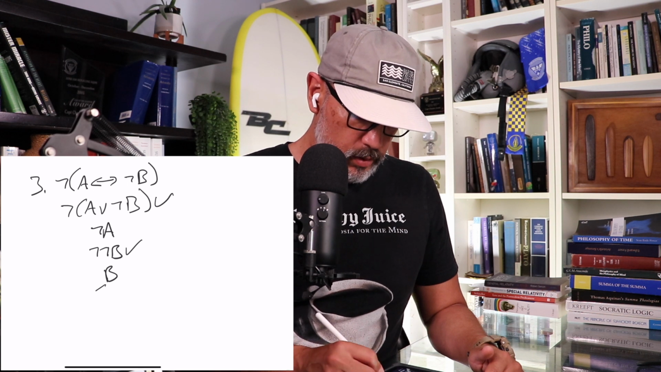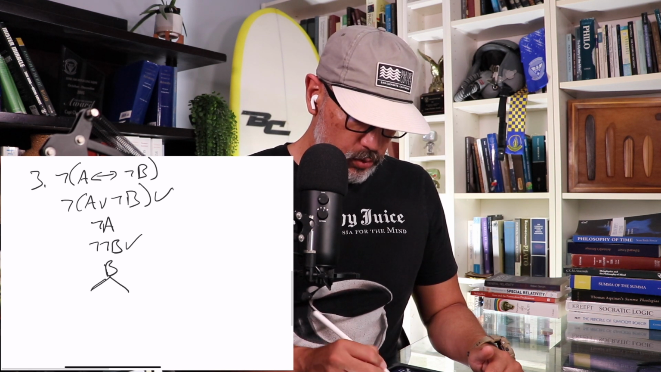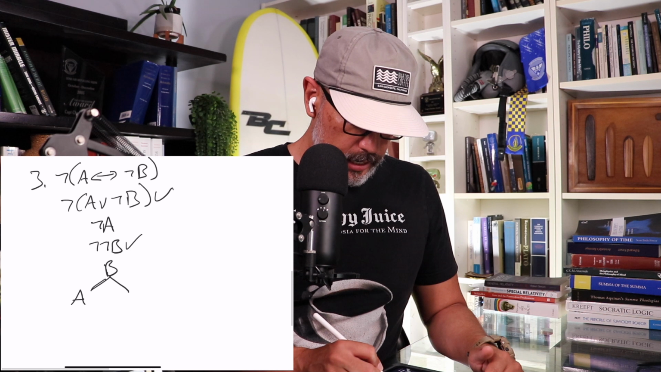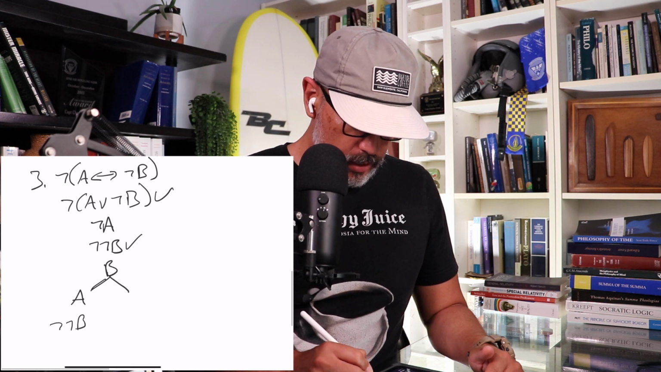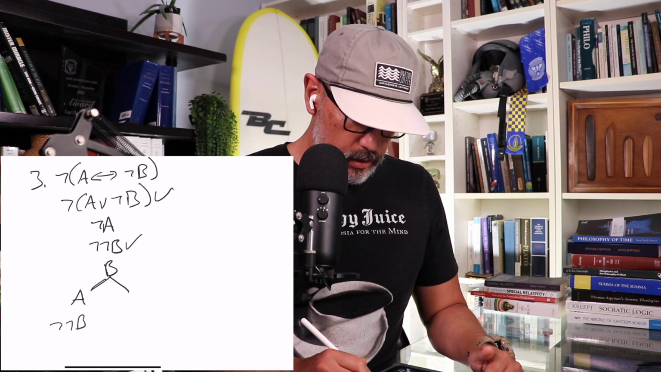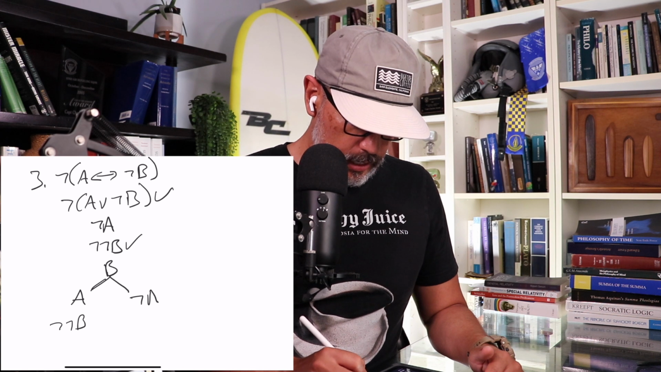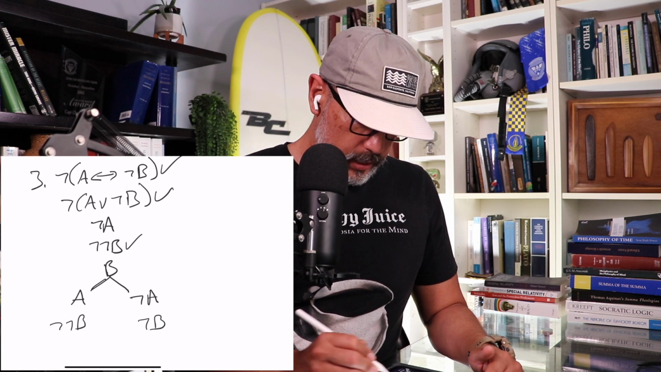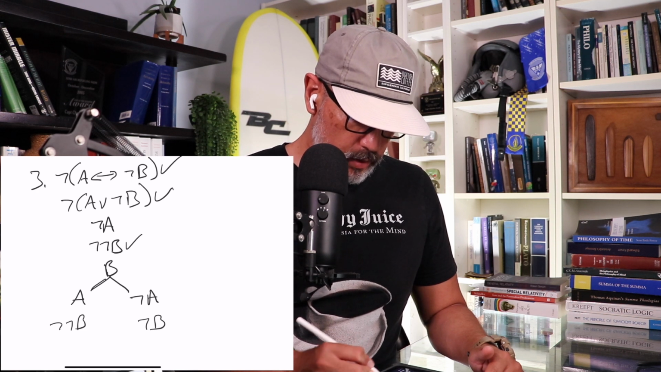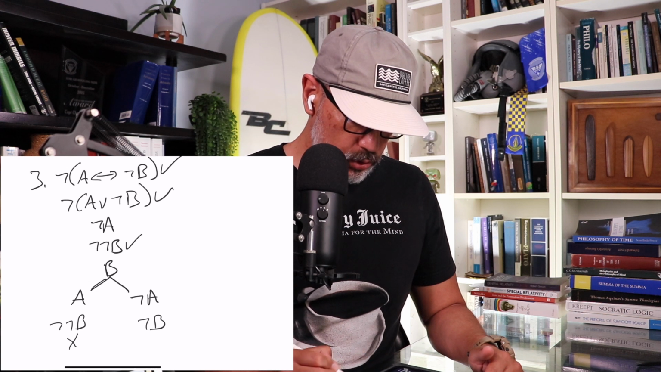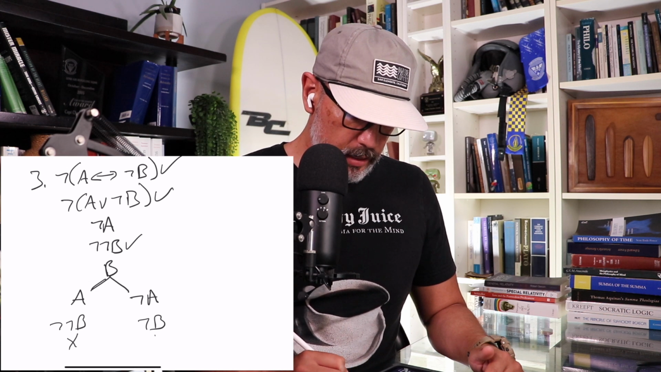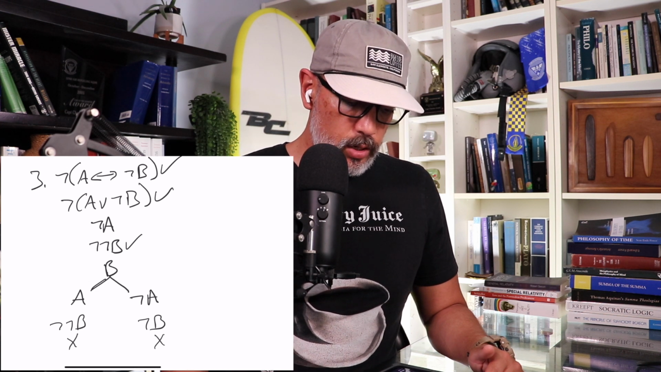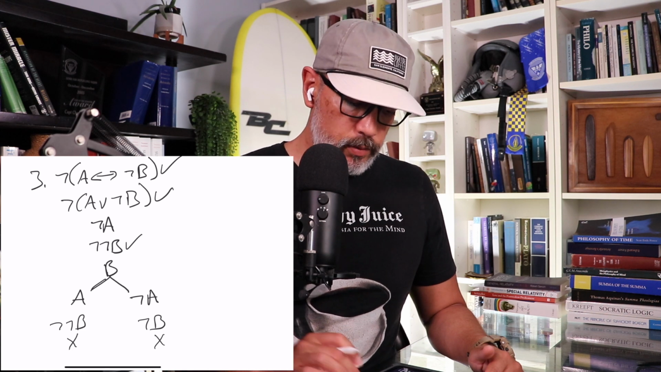Then let's do the negation of the biconditional. A, not B, and not A, not B. Check. And then we have the A and the not A on the left closing out that branch, and the B and the not B are closing out the right branch. So these are jointly unsatisfiable.